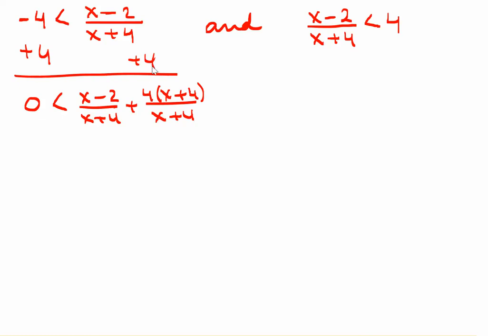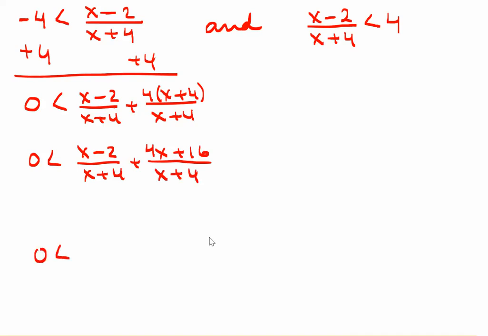This became 4 over 1, and the common denominator is x plus 4. Distributing the 4 over here makes 4x plus 16. And finally, setting it as a quantity compared to 0 gives us 5x plus 14 on top.